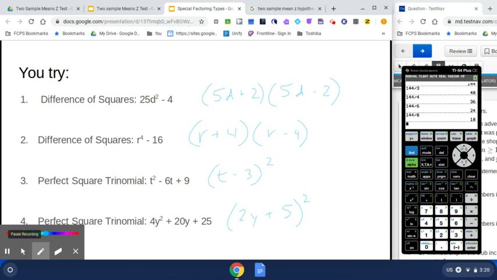Okay, here are the results from the you try. We have 5d plus 2 times 5d minus 2 for number 1. Number 2, r plus 4 times r minus 4. Number 3, the quantity t minus 3 squared. And number 4, the quantity 2y plus 5 squared.